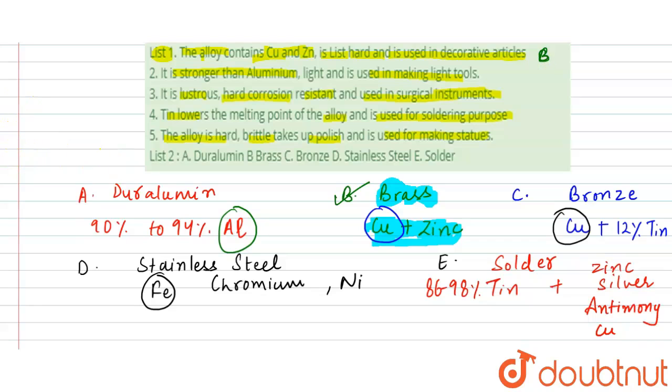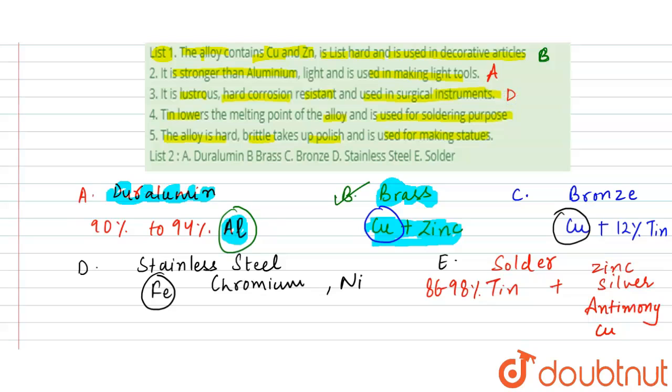Now the second is: it is stronger than aluminium, light, and is used in making light tools. That will be Duralumin, because if we see the composition of Duralumin, it has mainly aluminium. No other option given has aluminium as the main element. So for the second our answer will be Duralumin, that is A. Now, it is lustrous, hard, corrosion resistant, and used in surgical instruments. So here our answer will be stainless steel, D.